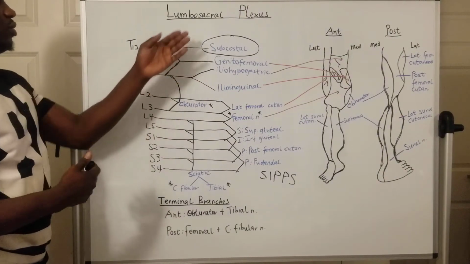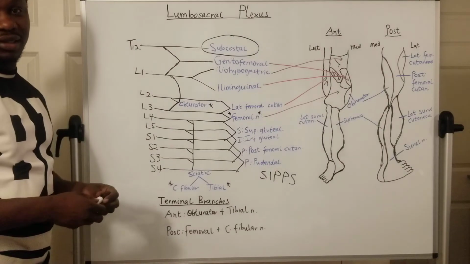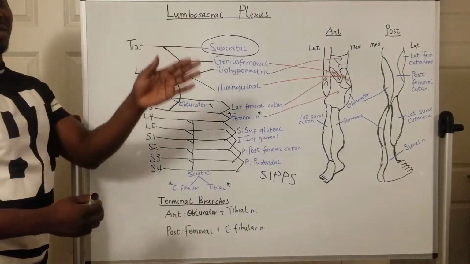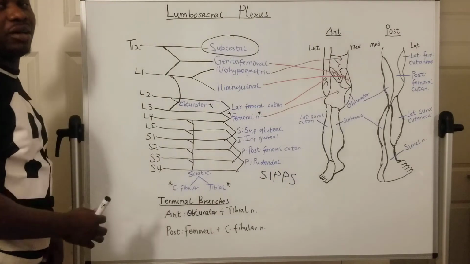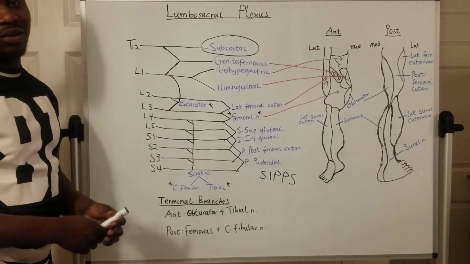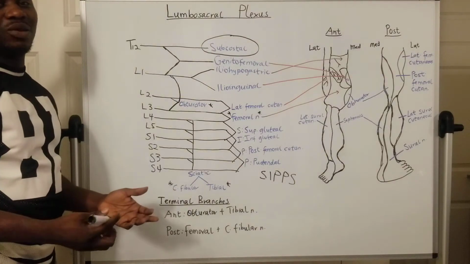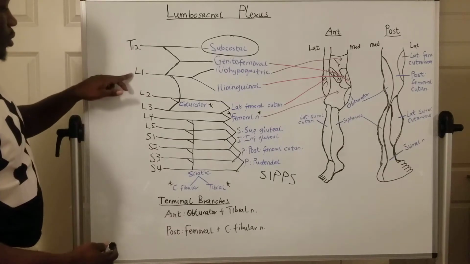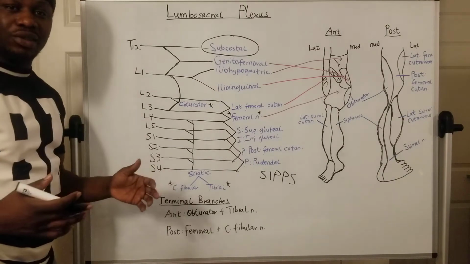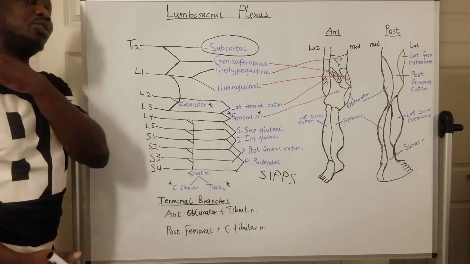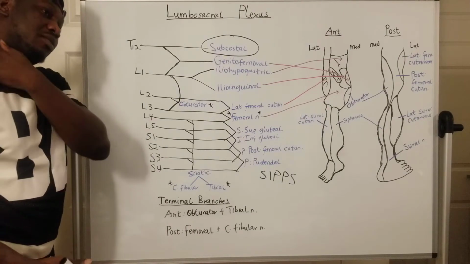So today we're going to be talking about the lumbosacral plexus. The lumbosacral plexus is a combination of the lumbar plexus and the sacral plexus. When we look at the term plexus, what does this mean? It means that it's a collection of nerves, like T12, L1, L2, L3. When these all come together, it becomes a plexus, just like we have the brachial plexus.